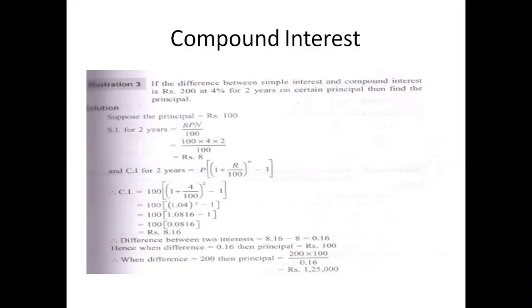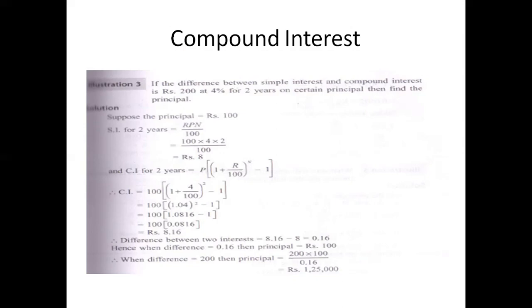So now SI, the simple interest for 2 years, is P into R into N by 100. Since we have taken the principal as 100, we have 100 into 4 into 2 by 100, that is equal to rupees 8. And the compound interest for 2 years is equal to P into (1 plus R by 100) whole to the power n minus 1. This is the compound interest as we had seen from our previous class.